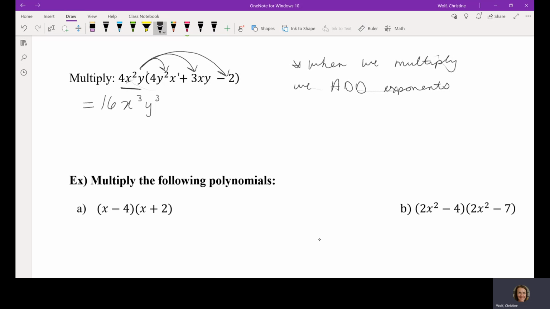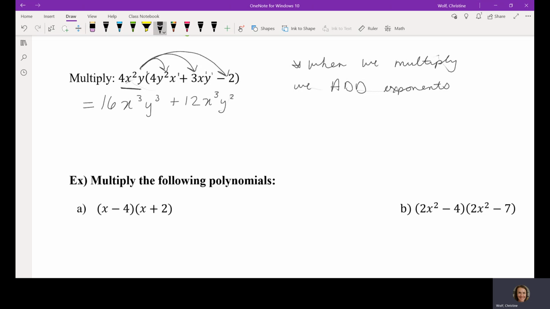4 times positive 3 is positive 12, easy peasy. And now we add up our exponents. Remember, there's ones on there. When I add up my x's, I had 2 out front from the x squared, and then I have 1 inside the bracket. So 2 plus 1 is 3. Same thing with the y's. I had only 1 out front and 1 in the bracket. So 1 plus 1 is 2, and it becomes y squared.